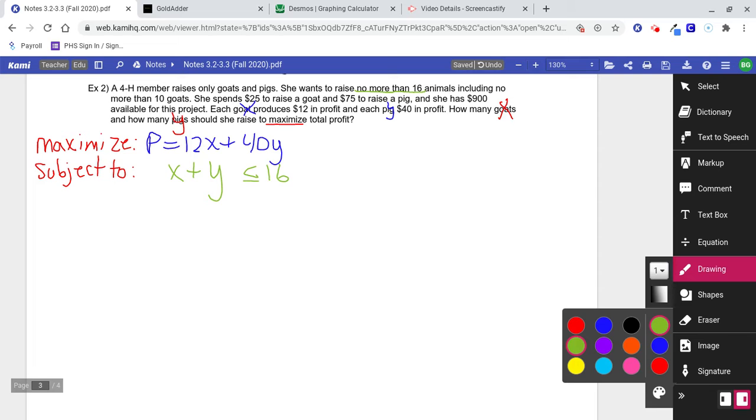Okay. And then it says no more than 10 goats. So that's only talking about goats. So that's only talking about X. X is less than or equal 10.